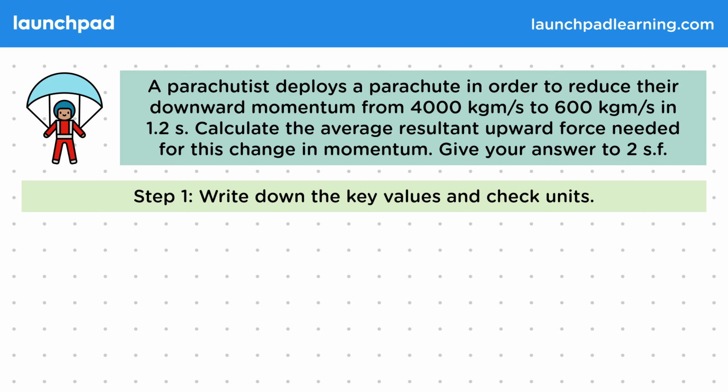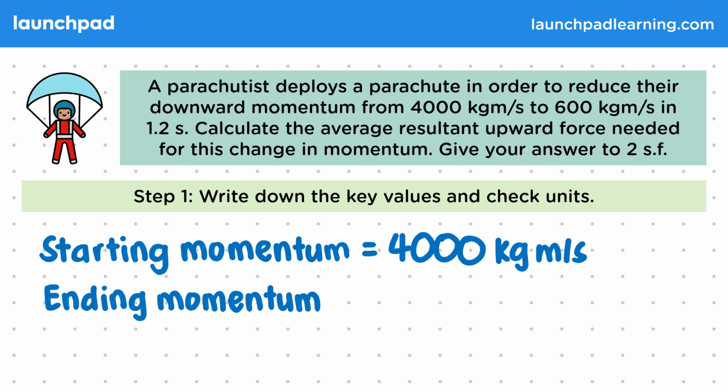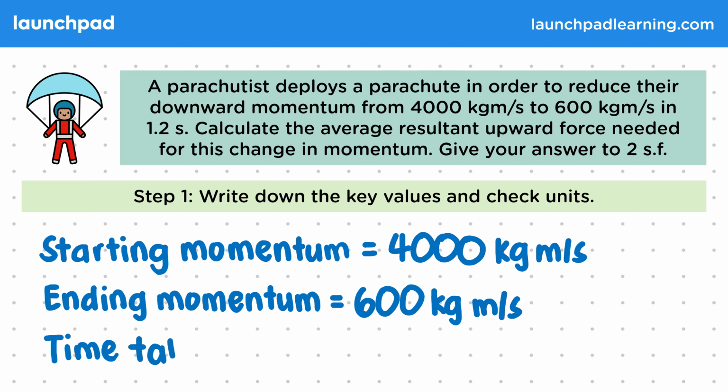So to do this, we'll use the starting momentum, which is equal to 4,000 kilogram meters per second, and then the ending momentum, which is 600 kilogram meters per second. Then once we find this change, we'll use the time taken, which is equal to 1.2 seconds, to calculate the force. All of our units are as expected, so let's move on to the next step.